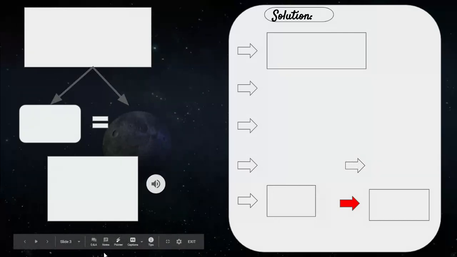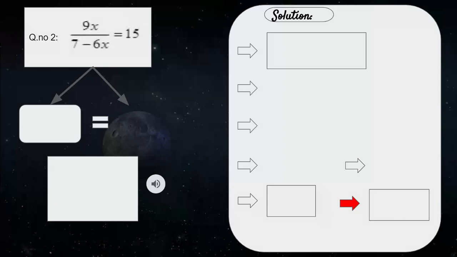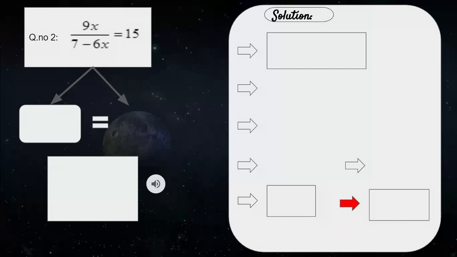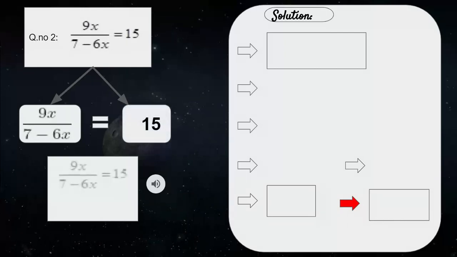Now question number 2. 9x upon 7 minus 6x is equal to 15. Here also you can see that now it is not in the form of a linear equation, isn't it? Here also the denominator is having variable. But we can make it as a linear equation. How? Let's see. Here also in left side it is given 9x upon 7 minus 6x and right side it is given 15. Now we can shift this left side denominator to right side. Then what will happen? We can cross multiply 15 with 7 minus 6x.